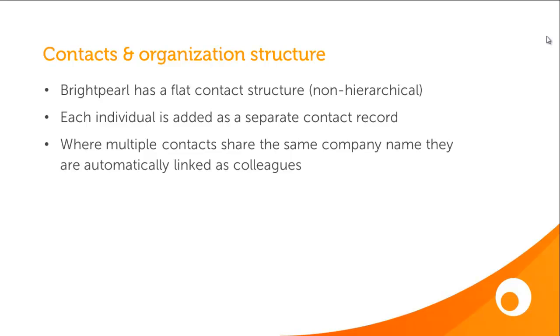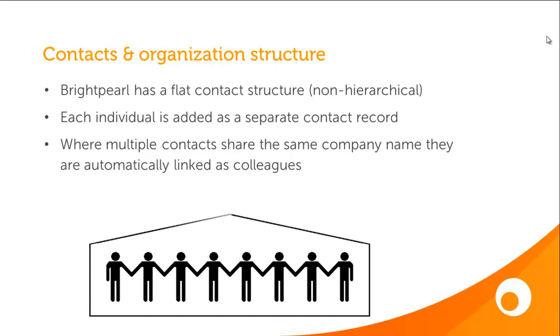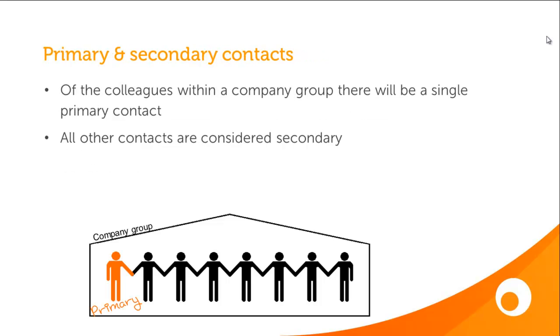Brightpearl has a flat contact structure where every individual is added as a separate contact record. Where multiple contacts share the same company name, they are all automatically linked as colleagues. Of the colleagues within a company group, there will always be a single primary contact. All the other contacts are considered secondary.